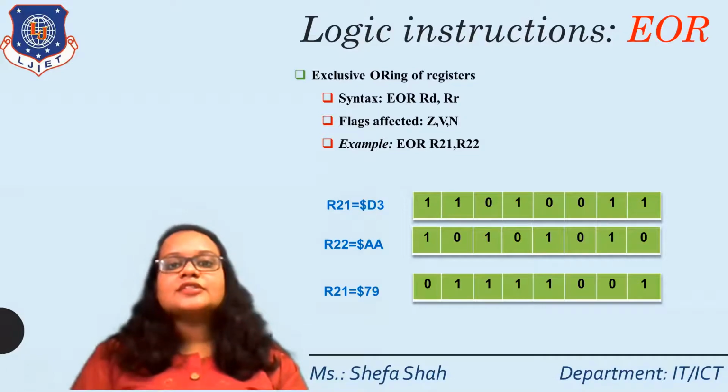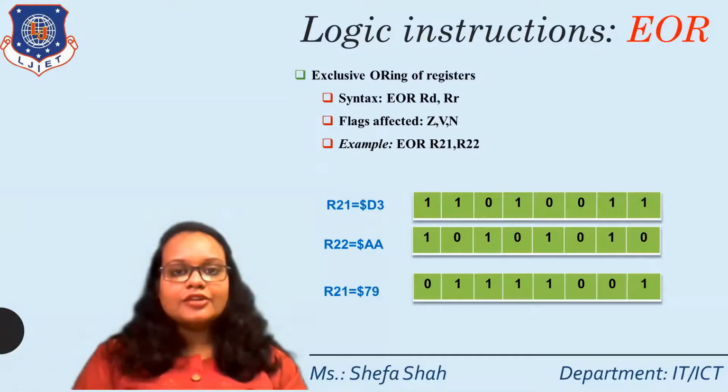Let's take the syntax, EOR Rd comma Rr. The flags affected will be Z, V and N. The example is EOR R21 and R22. R21 has data D3, represented as 1101 0011, and R22 has data AA, represented as 1010 1010. After the execution of EOR R21, R22, the result will be 79H in R21.